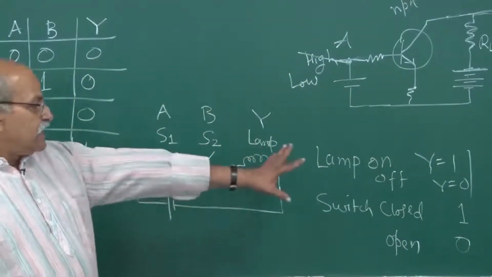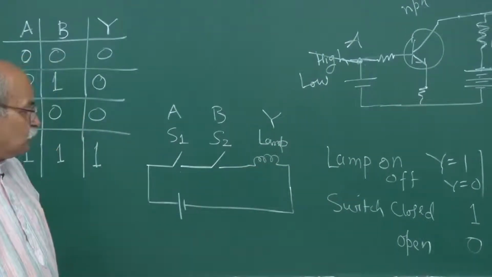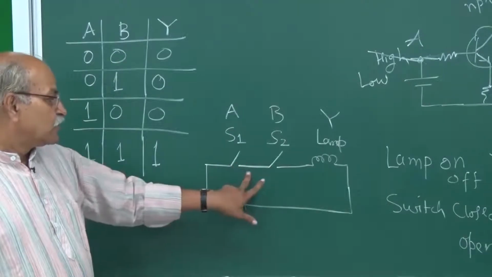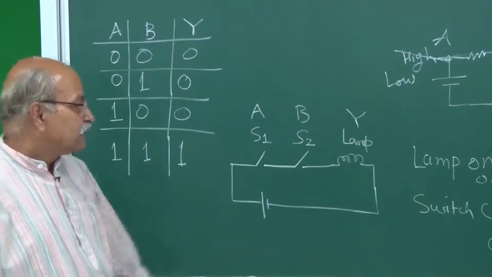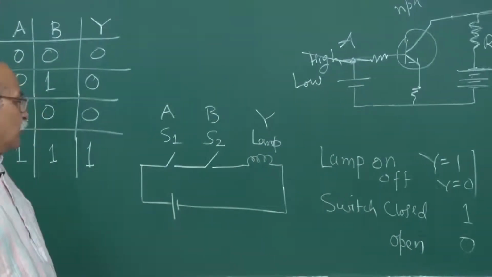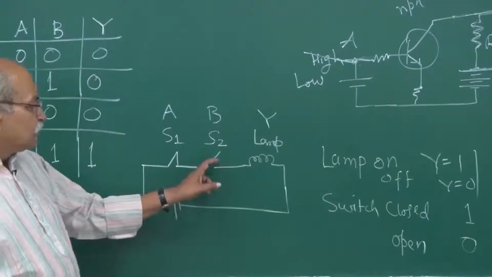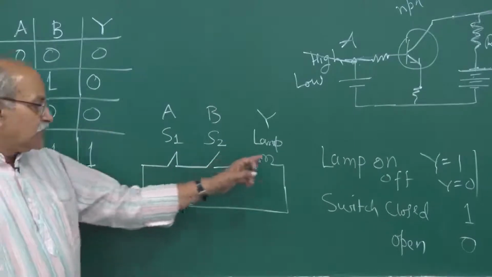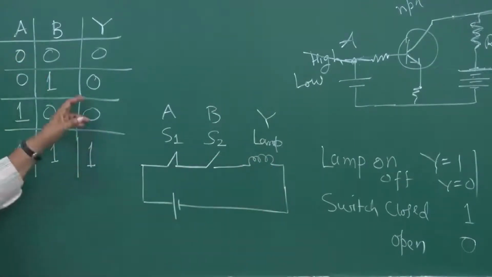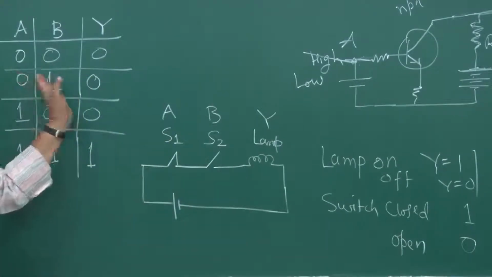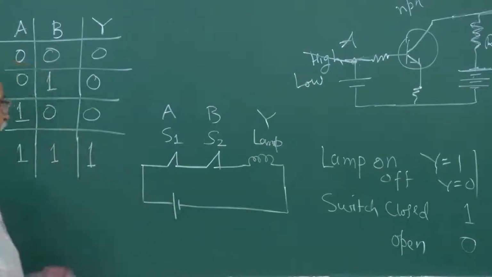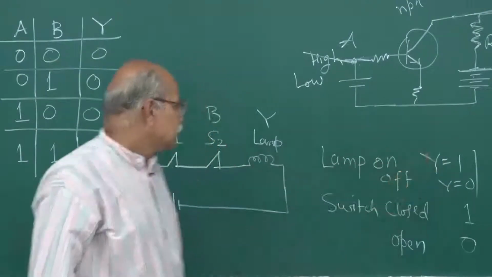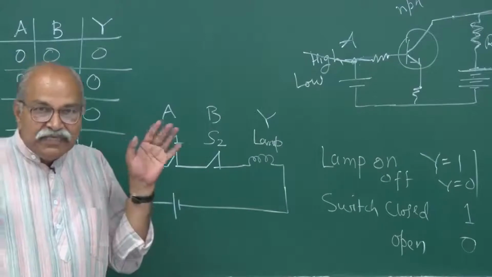So if you take this as the meaning of 1 and 0, then you can see that if A is 0 and B is 0, both switches are open, and then the lamp is not glowing, and you say that Y is equal to 0. And if one of the switches is closed, the other switch is open, so A is 1 and B is 0, in that case also there is no current in the circuit, the lamp is off, and therefore Y is equal to 0. If this is open and that is closed, then also the same story. And if both the switches are closed, so that A is 1 and B is 1, then it glows. And if it is on, then we say that Y is 1. So 1 and 1 is 1.